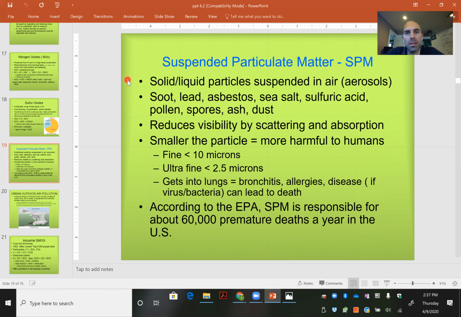According to the EPA, or the Environmental Protection Agency, suspended particulate matter is responsible for about 60,000 premature deaths each year in the US. Okay, how about that to think about?